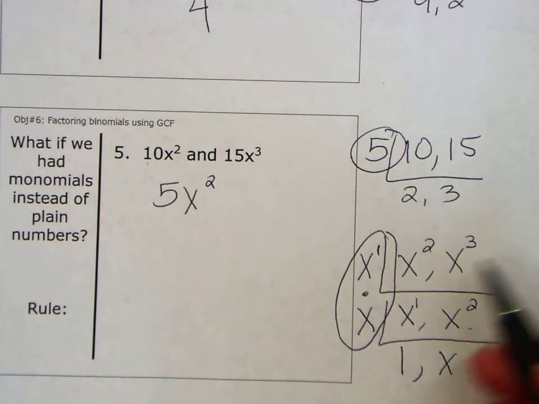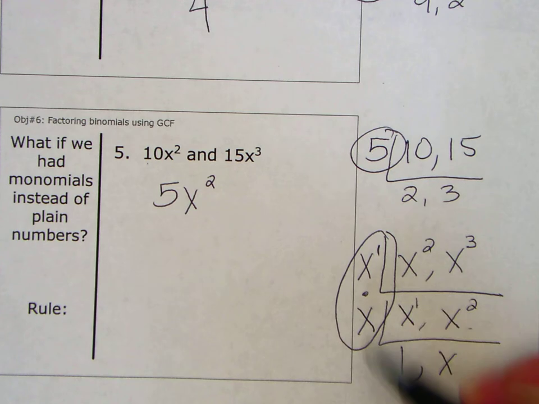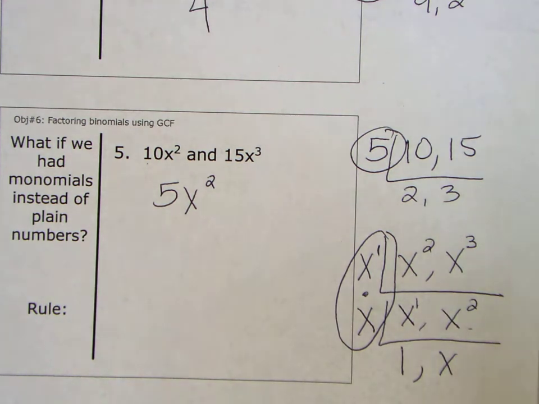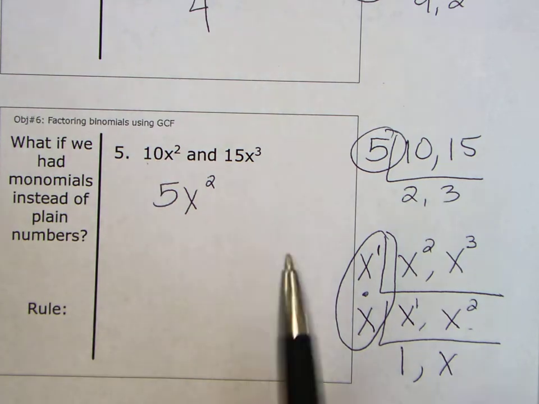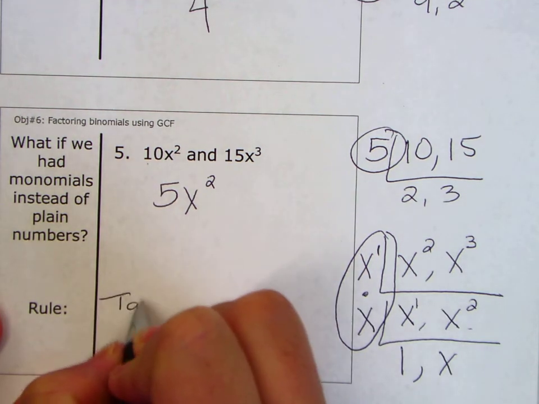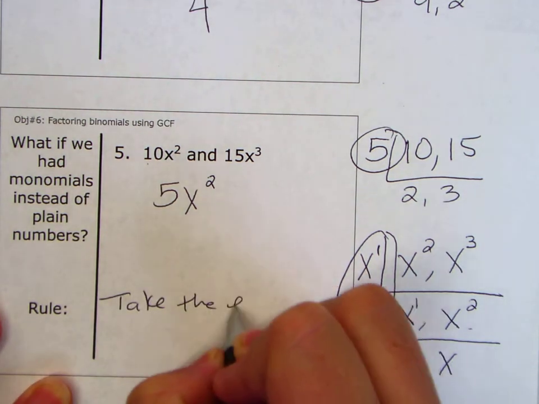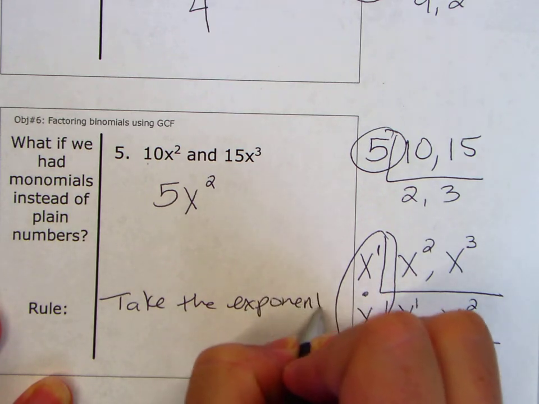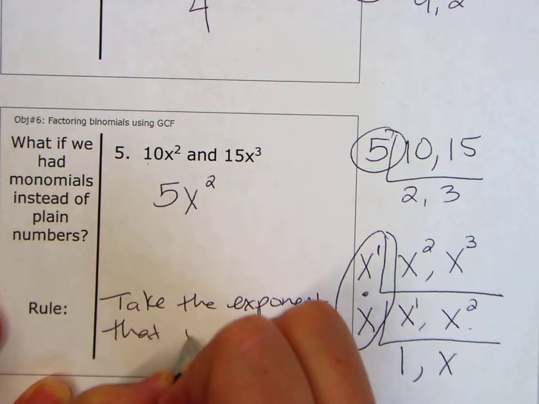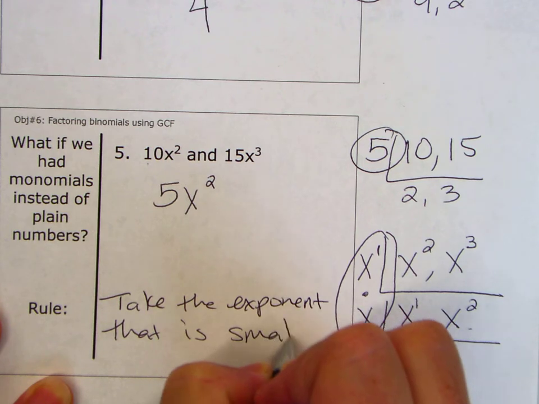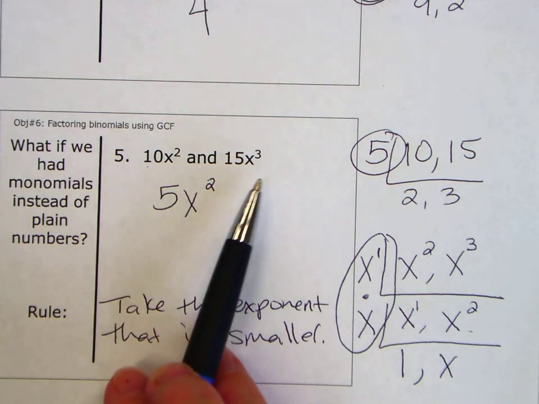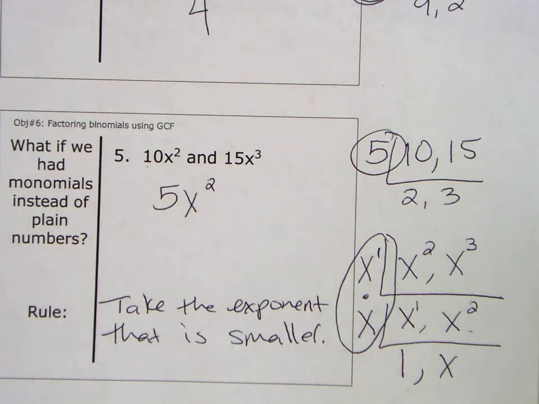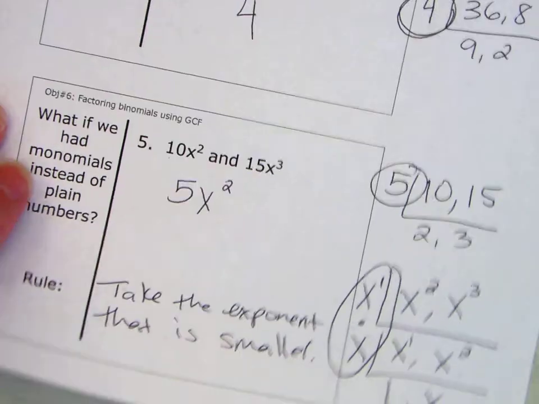All right, so it's a little confusing. If you were a little lost, that's okay. Basically, the idea is take the exponent that is smaller, all right? And that's the rule for finding the GCF of letters. If you had x to the 5th and x to the 7th, you'd take x to the 5th, okay?